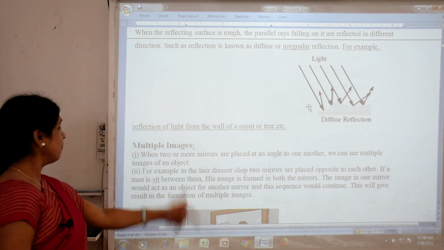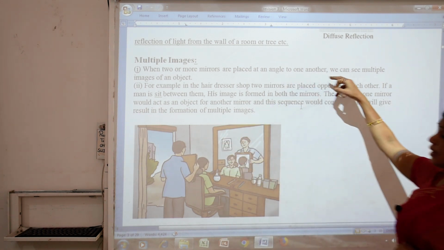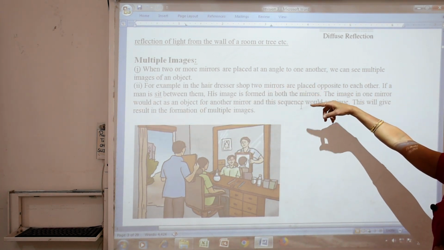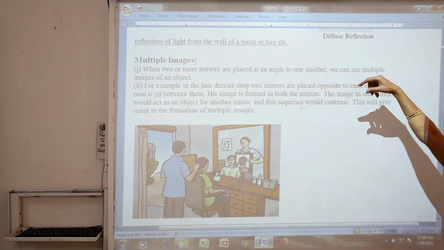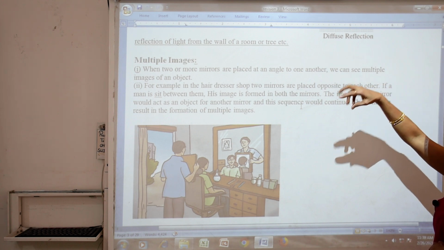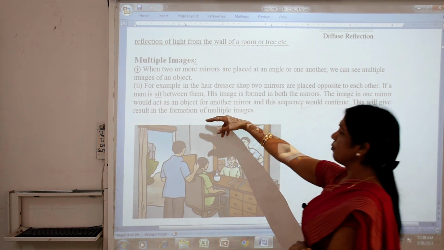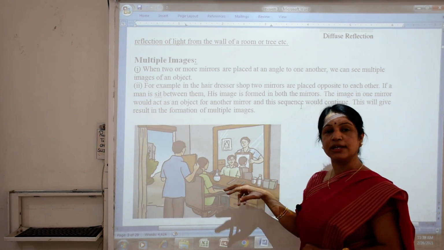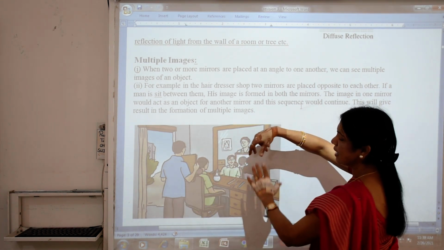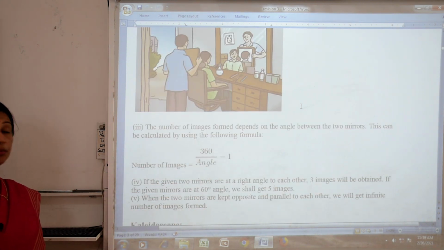What are multiple images? Multiple images means when two or more mirrors are placed at an angle to one another, and we can see multiple images of the object. For example, in a hairdresser shop, two mirrors are placed opposite to each other, and if a man sits between them, his image is formed in both mirrors. The image in one mirror acts as an object for the other mirror. This sequence continues and results in the formation of multiple images. This is shown in this picture. Here the hairdresser shows the mirror, and whatever the four images are, that is called multiple images.